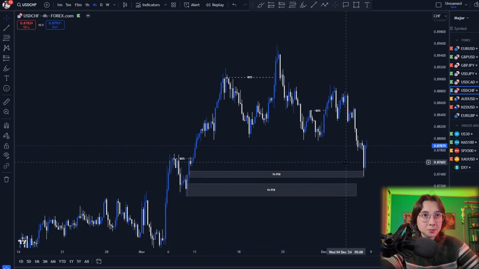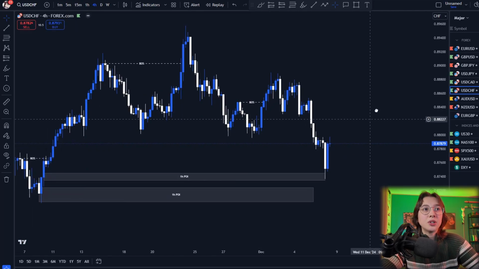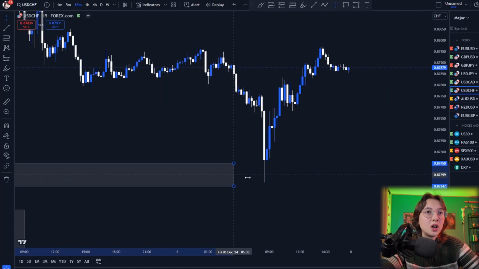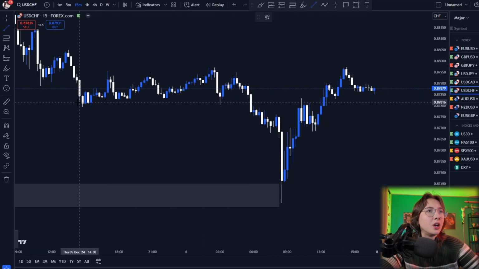That's why we can still look for last buys right here. If those ones fail, we can just look for some sells. And right here we tapped into this 1 hour POI. We as well never broke the structure yet. Wait a minute.